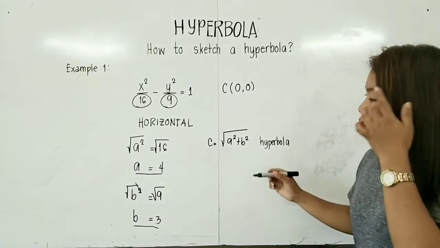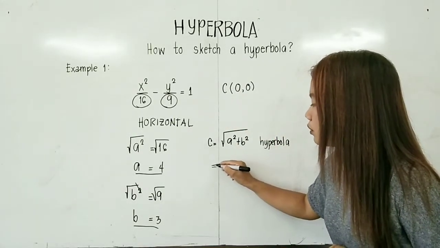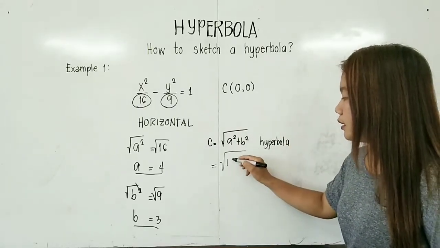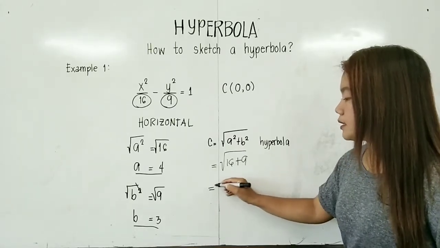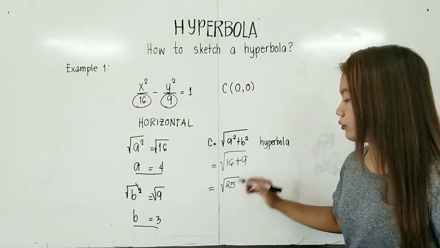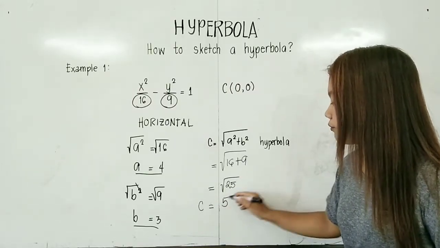So now let's solve for the c value of this hyperbola. We have to substitute. Our a squared is 16 and our b squared is positive 9. So 16 plus 9, we have 25. And the square root of 25 is positive 5. Therefore, our c is positive 5.